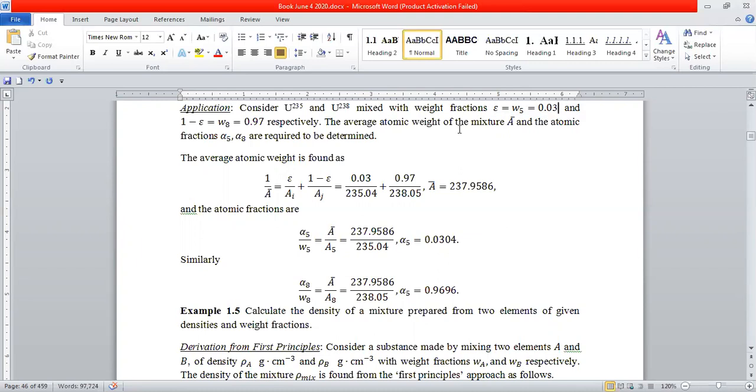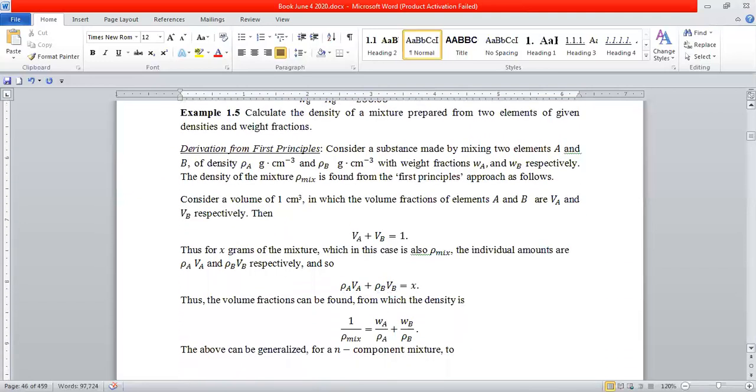After about 10-15 lectures, we'll come to real reactor design. Right now, the concepts. So the average atomic weight of the mixture, A bar, is what I should first find out, and then apply the formulas that I just did above. So you can see that A bar from the weight fractions I get is closer to 238, because naturally it's 97% 238. The atomic fractions from the above formula I calculated here for you. Now see that the atomic fractions are not equal to the weight fractions. The weight fractions were 0.03 and 0.97. The atomic fractions are 0.0304 and 0.9696, so they're not the same.